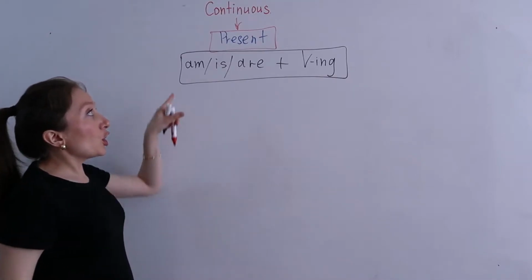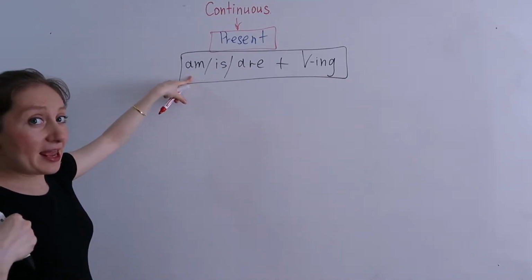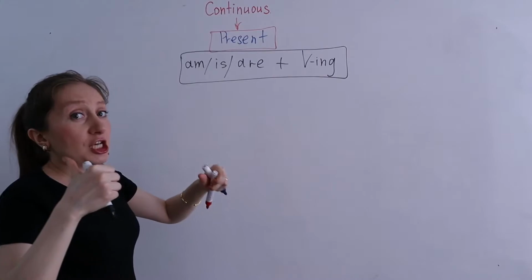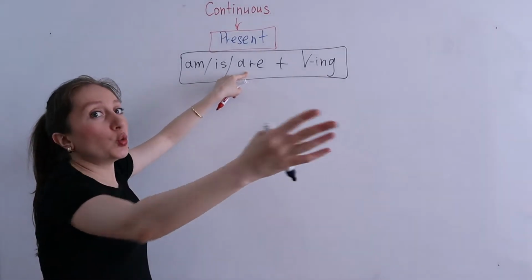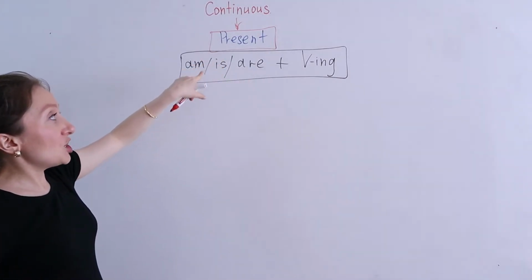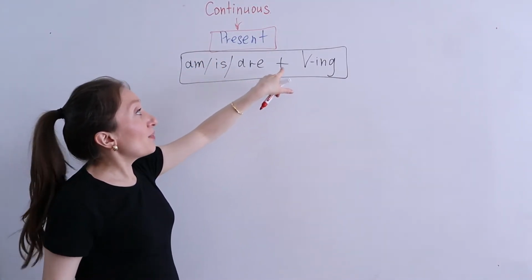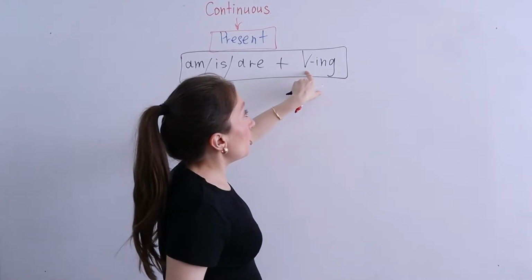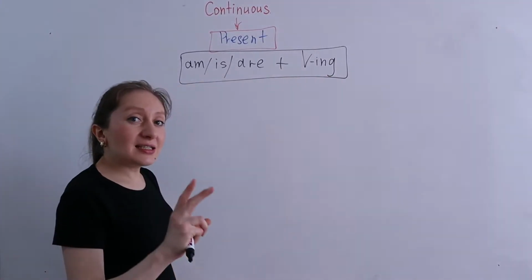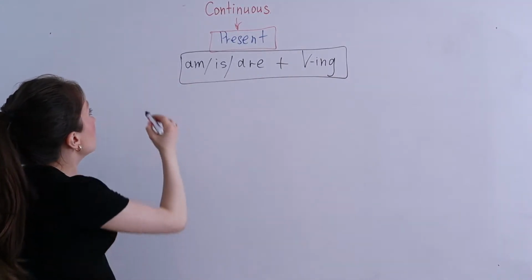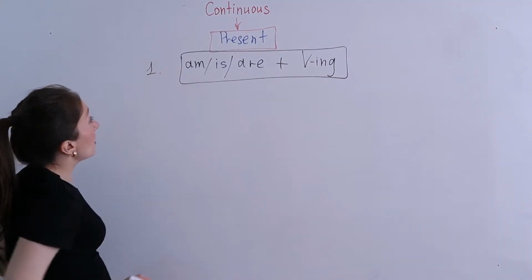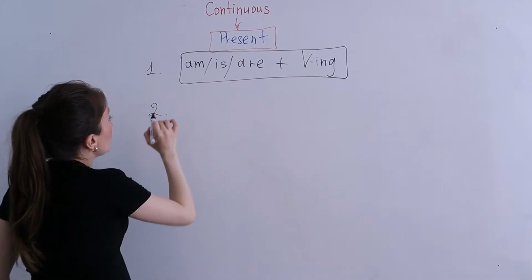Am, is, are. You remember the verb to be. I am, you are, he, she, it is, we are, they are, you are, right? So it changes according to the pronouns. Plus we have our verb and ing. This is the formula, the construction of present continuous. This is number 1. Now, number 2.